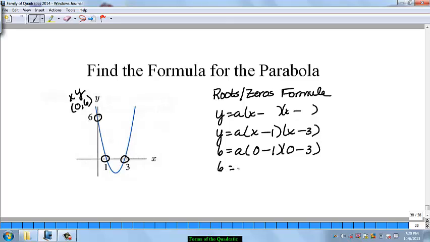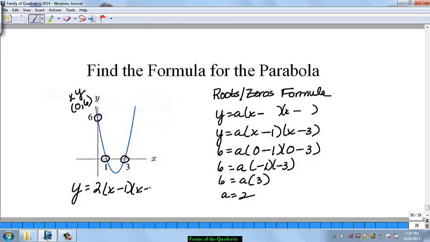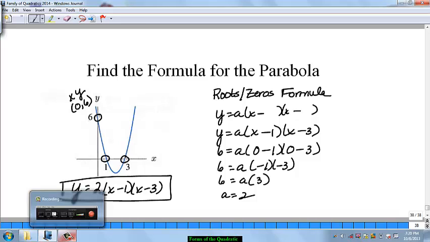So I have 6 equals a. I have a negative 1 times a negative 3. 6 equals a times a positive 3. So here a, if I divide by 3, a is 2. So my formula really is y equals 2(x minus 1)(x minus 3). And you leave it just like that. You don't have to multiply it out. So that's forms of the quadratic.